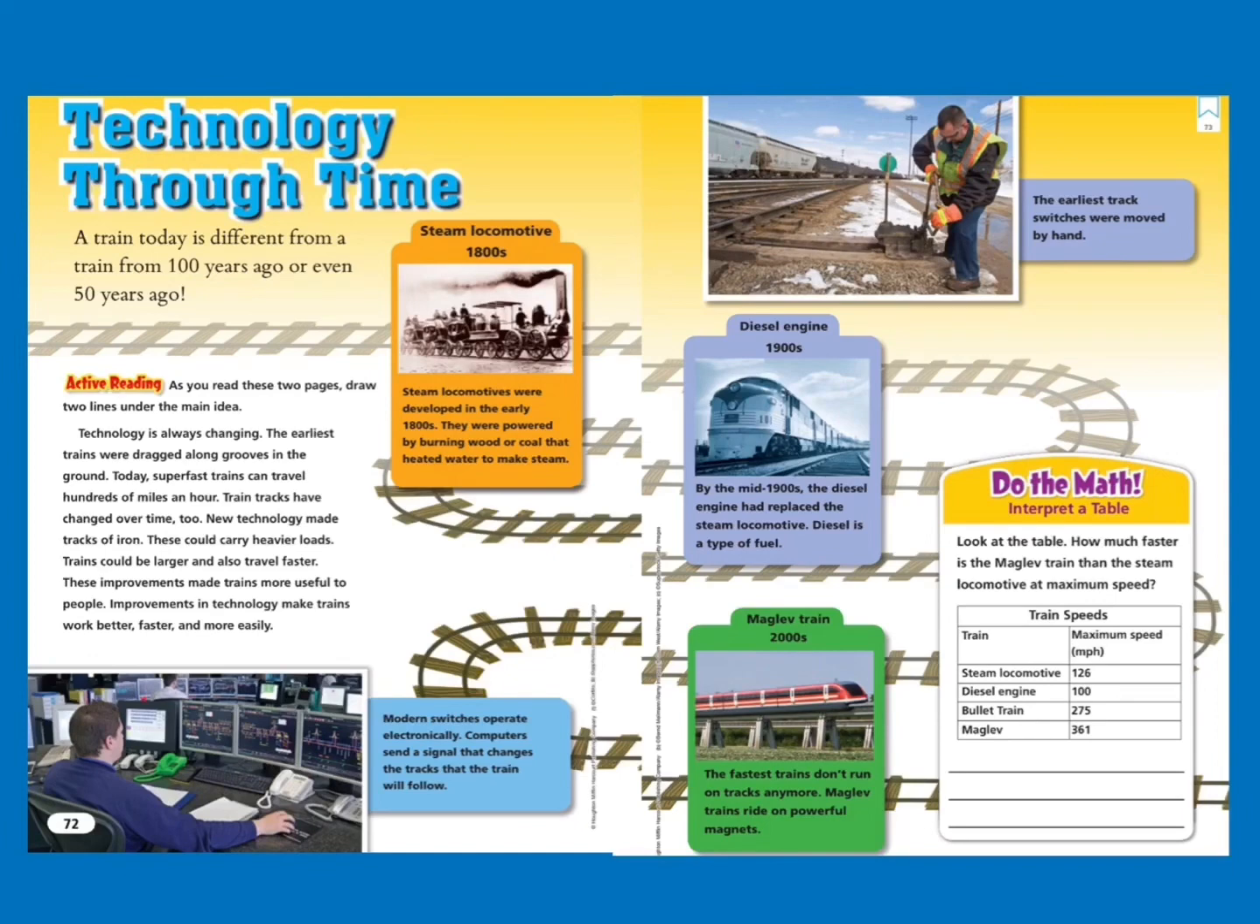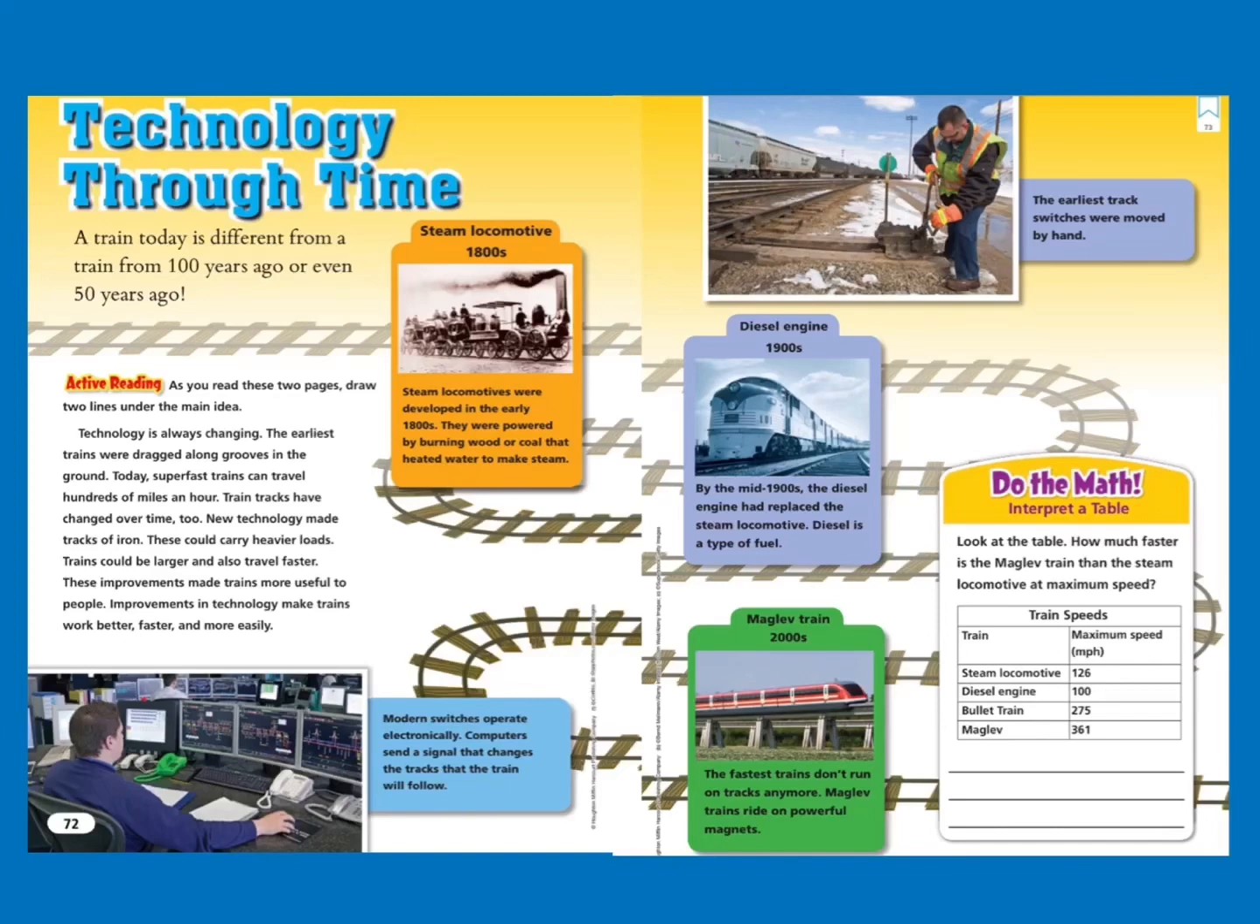Let's look at the pictures in your book. Steam locomotives were powered by burning wood or coal that heated water to make steam. A century later, the diesel engine replaced the steam locomotive using diesel, a type of fuel. And then, a century later, the maglev train came to replace the diesel engine. This type of train does not use the same kind of tracks as the others. It uses magnetic levitation. Because it is so fast, it can be used to move people through congested areas quickly.